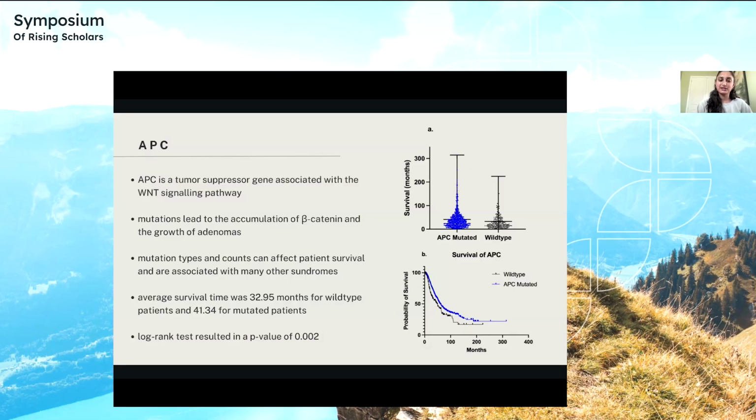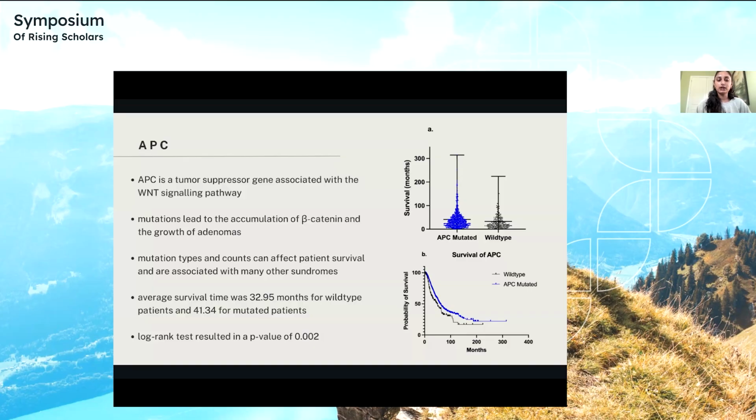What I was able to get from the data was the average survival times. And for wild type patients, which is patients with no mutation, it was 32.95 months. And for mutated patients, survival time was 41.34 months, which indicates that having an APC mutation actually does improve survival.